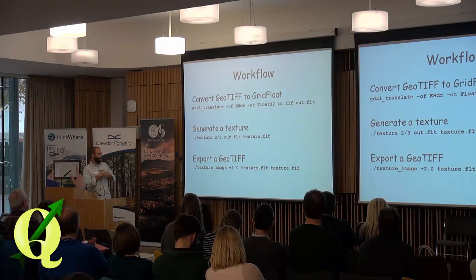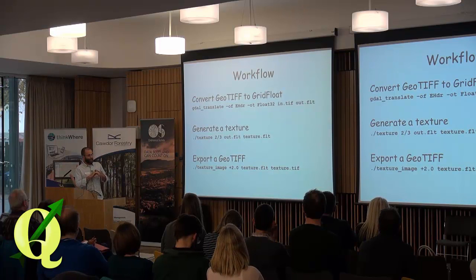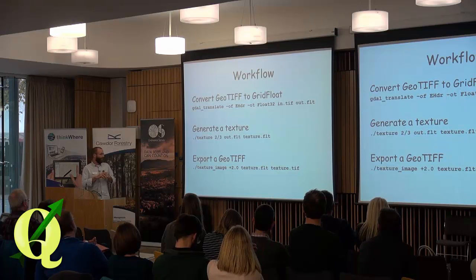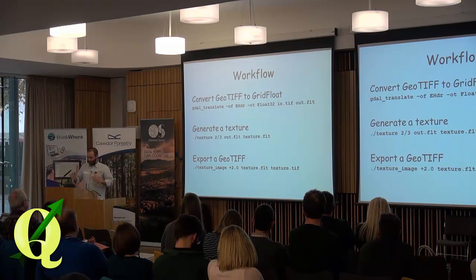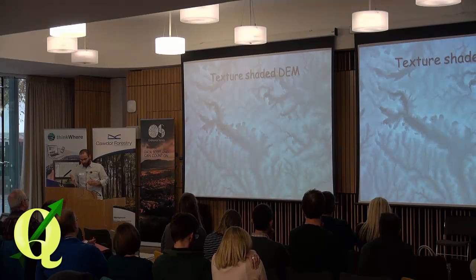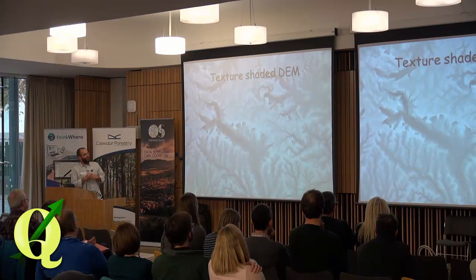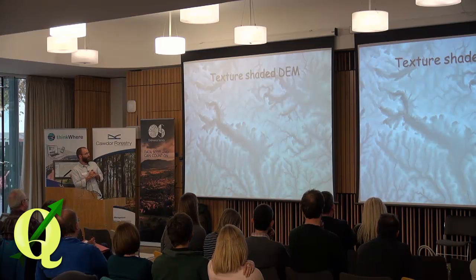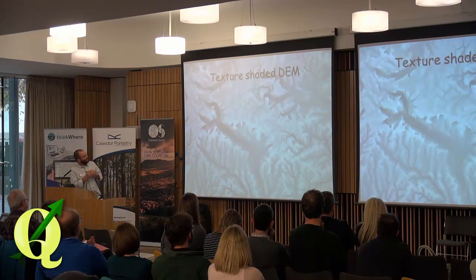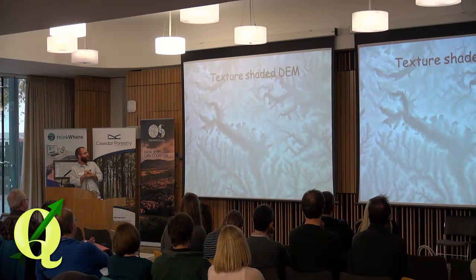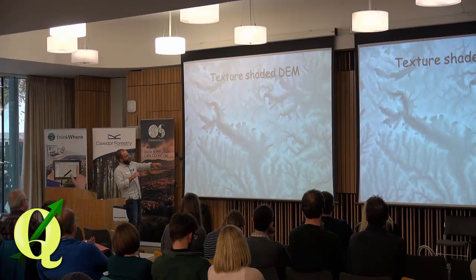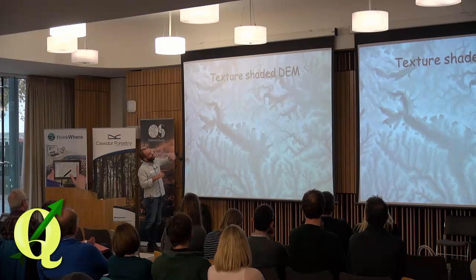And then the next thing to do is to export that as a GeoTIFF, and you can play with this number here, and that changes the contrast, and again, that affects the highlights of the final image. So you can play with that. And what you end up with is a texture shaded elevation model where it's emphasized the streams and the rivers and also the ridge lines, or where there's a sharp change of elevation. You can see this is Glen Doll, Corrie Fee up in the Angus Glens.